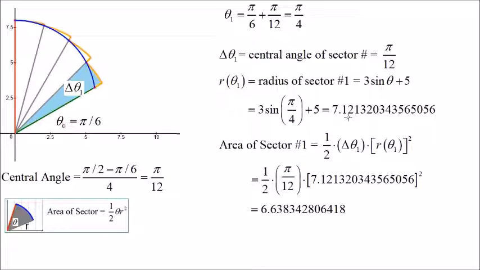And so the radius for the first sector would be 7.12. And then to get the area for this first sector right here is 1/2 times the central angle times the radius squared. So it'd be 1/2 times pi over 12 times 7.12. And that will give us about 6.63. So the area of this first sector is 6.63.